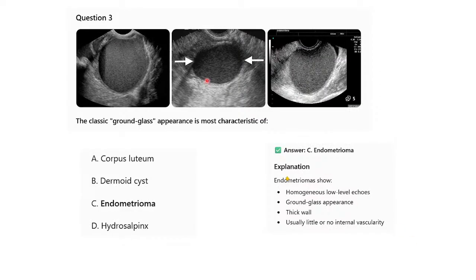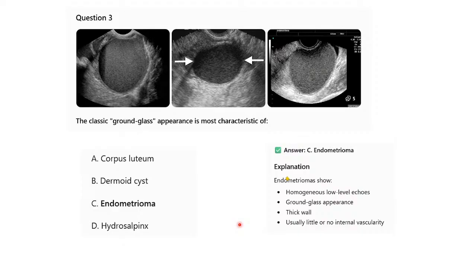Come up with a diagnosis. Question number 3. The classic ground glass appearance is most characteristic of? So this is the ground glass appearance that we have in this cyst. I need you to come up with the diagnosis, so write in the comment section. Let's discuss in the comment section. D. Endometrioma. Let's exhaust the options, and after that I will give you the correct answer. So the answer is C, an endometrioma.